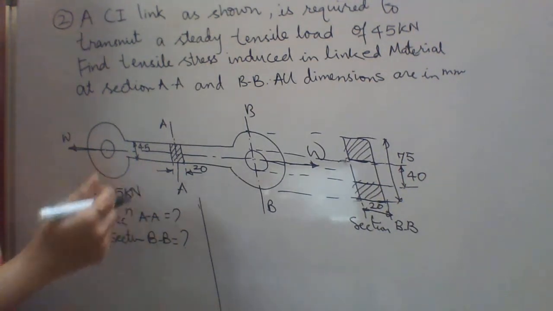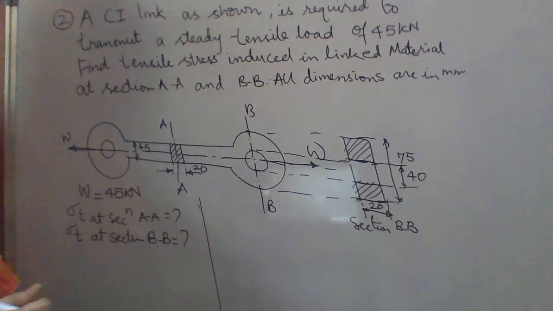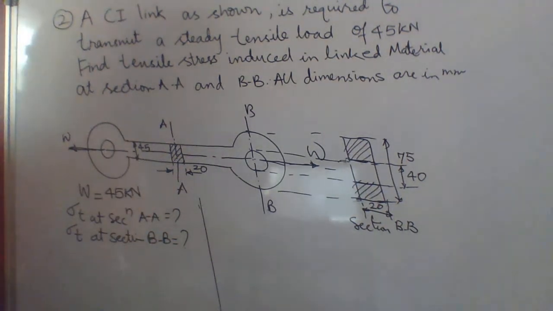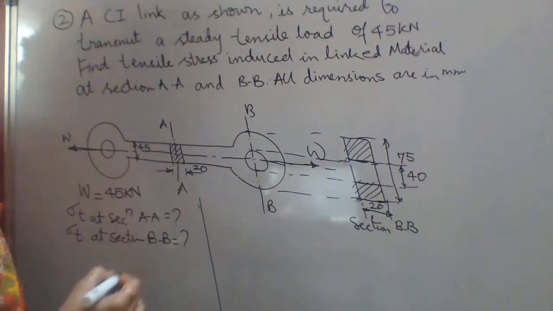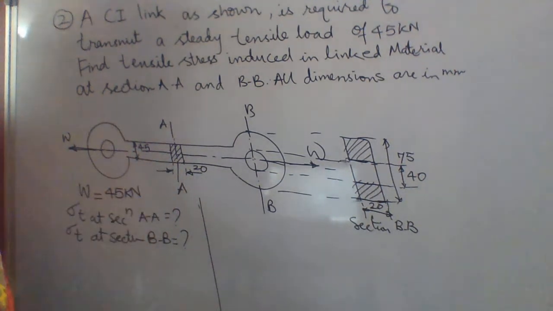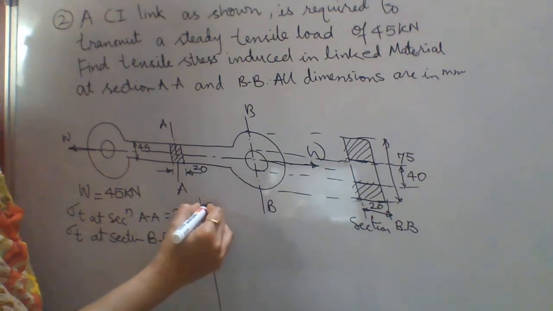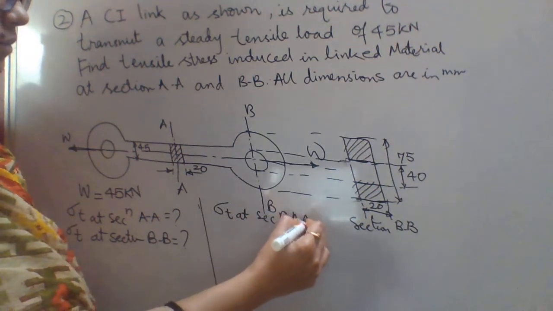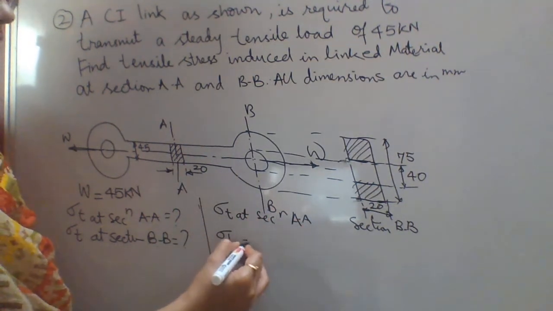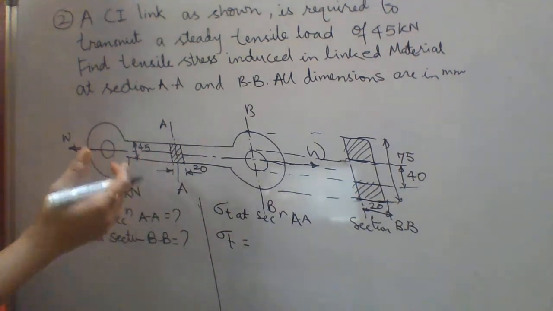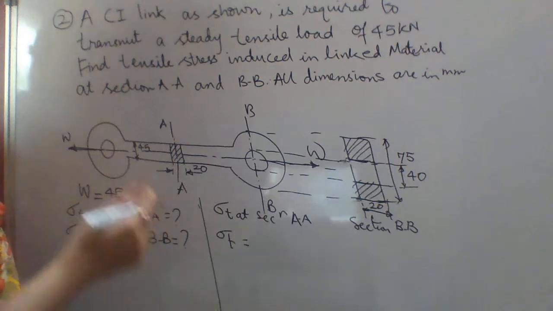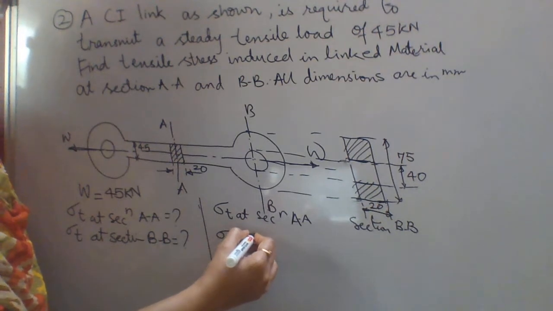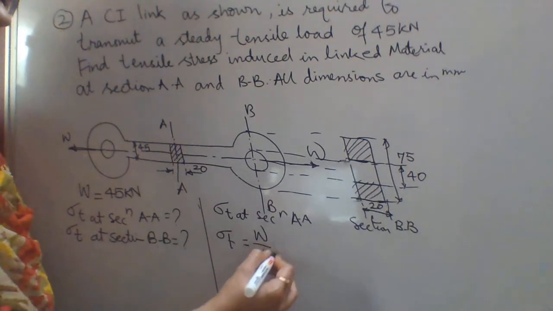Now for section AA, what will be the cross sectional area? From the diagram we come to know that the cross sectional area at AA will be nothing but a rectangle, because the height and the width are given. So the cross sectional area at section AA will be 45 into 20. So we'll calculate sigma T at section AA. Sigma T will be the load, which for section A and B both is the same because it is acting on the complete link. So sigma T is equal to load upon area at section AA.